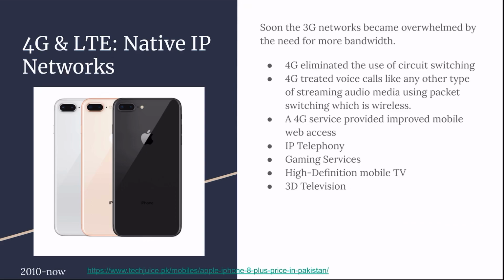So now we have 4G and LTE, or the native IP networks. The timeline is from 2010 to now. Soon the 3G networks became overwhelmed by the need for more bandwidth. 4G eliminated the use of circuit switching, which is, for example, when a call is made, switches within the telephone network created a continuous wire between the two phones. And 4G switched this to an all-IP network, which is a communication network that uses internet protocol addresses to send and receive messages between one or more computers.